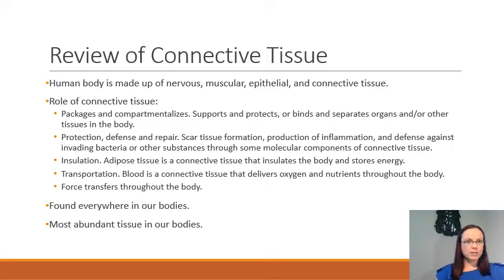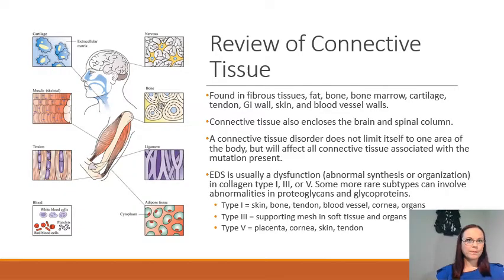It works with transportation as well. Blood is considered a type of connective tissue that delivers oxygen and nutrients throughout the body. And then connective tissue also plays a role in force transferring throughout the body as well. It's found absolutely everywhere. It's the most abundant tissue in our bodies. Again, found in most systems. It's found in fibrous tissues, fat, bone, bone marrow, cartilage, tendon, the gastrointestinal wall, skin, blood vessel walls. So it's not just limited to the joints as we tend to think of hypermobility conditions.